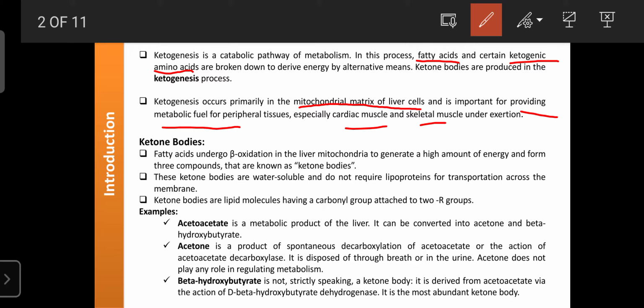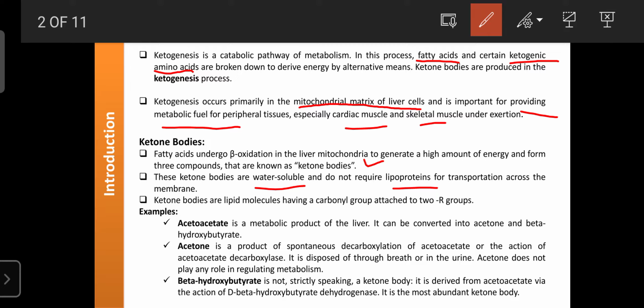Regarding the ketone bodies, they are produced from beta oxidation in the liver and generate a high amount of energy. There are mainly three compounds known as the ketone bodies. Ketone bodies are water soluble and travel throughout the body without any transport proteins like lipoproteins. They do not require lipoproteins to transfer from one area to another.